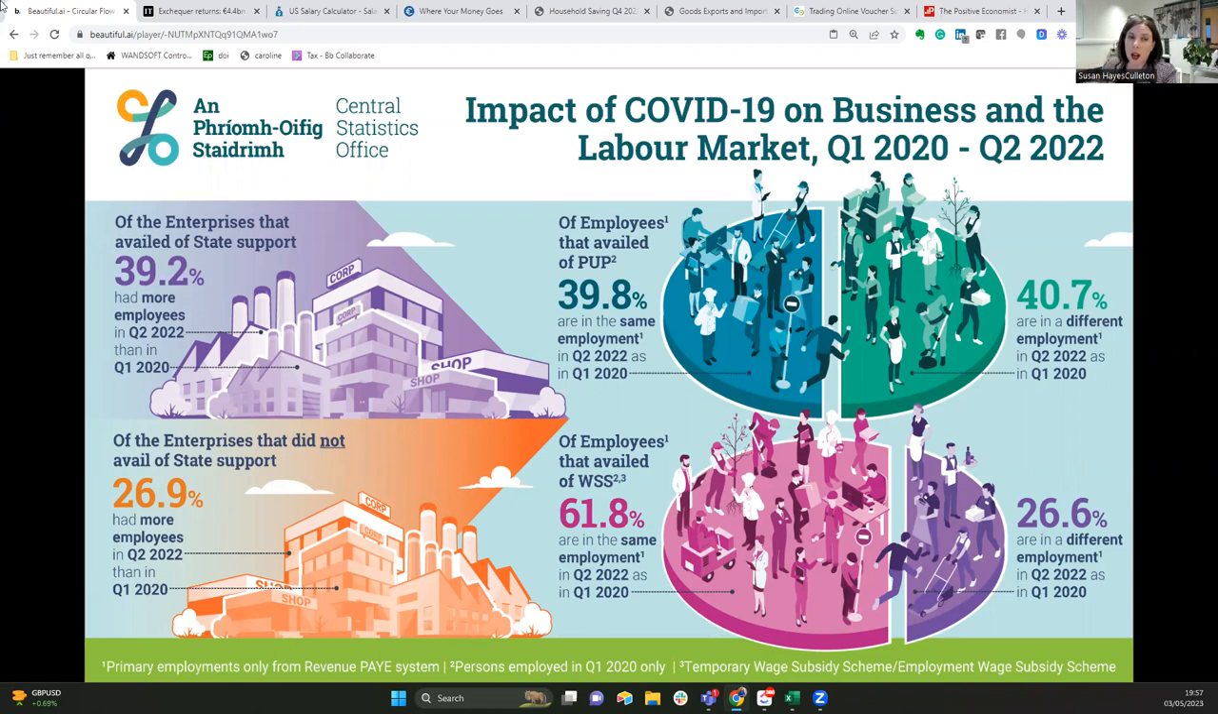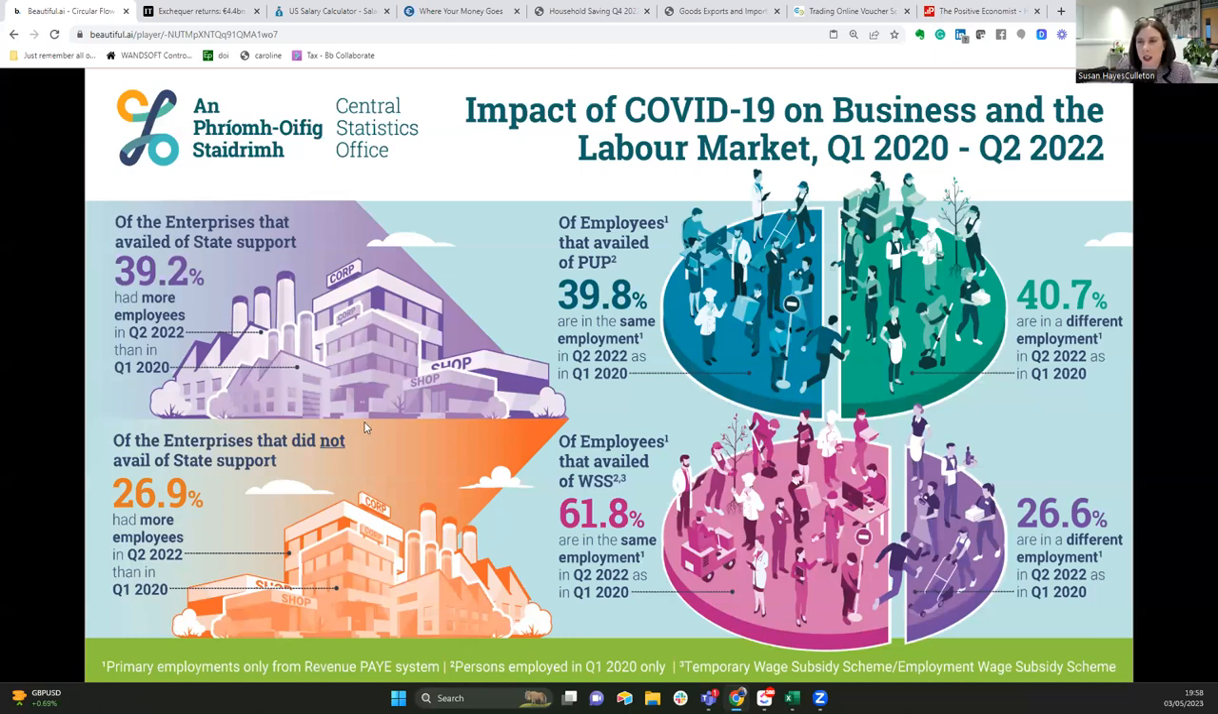So there was a lot of state support provided at the time, where companies needed money. There was money given to companies to help them handle social distancing and extra sanitization. There was money provided to support wages, in general, not even just in hospitality. There was a lot of money injected into the economy. As you can see here, of the enterprises that availed of state support, 39.2% had more employees in Q2 2022 than in Q1 2020. And of those that did not avail of state support, 26.9% had more employees in Q2 2020.